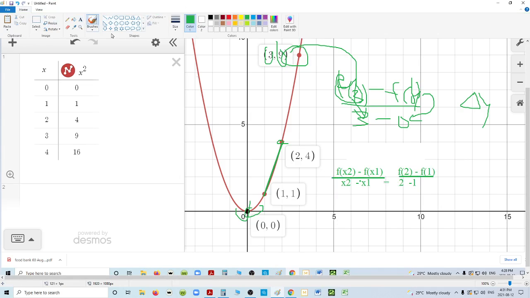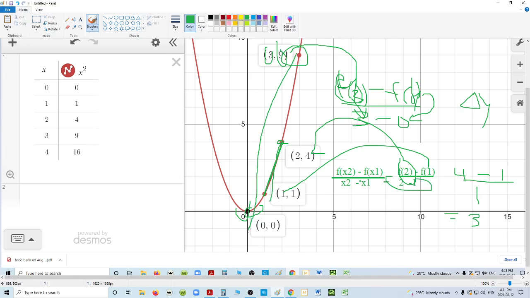And that means you've got to figure out what f of 2 is. Well, f of 2 is 4, so you get 4. And f of 1 is 1, so 4 minus 1 over 2 minus 1, which is 1, is 3. So you can see the slope here is also 3, which I believe was the same as that slope, interesting enough. So it's safe to say that the halfway point between those will also be 3.